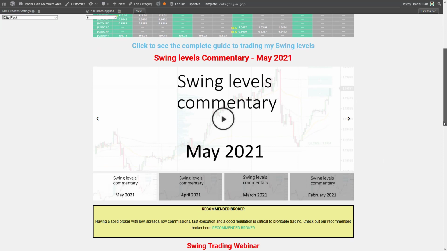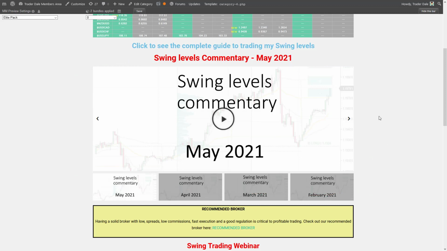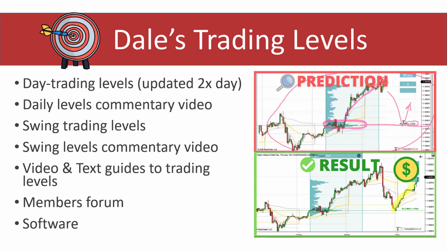A little bit below it, there's always the swing levels commentary, where I cover the levels from the table, so you know why I picked the level, how I'm going to trade it, what's the logic behind the trade, and so on. Alright, so that's for Dale's trading levels.